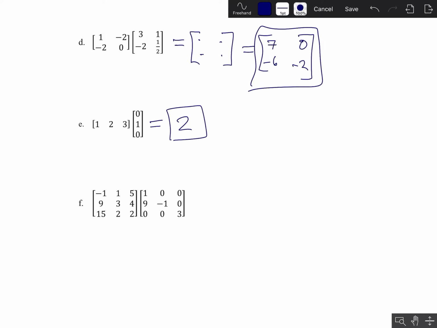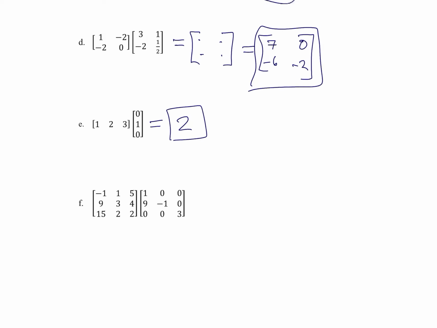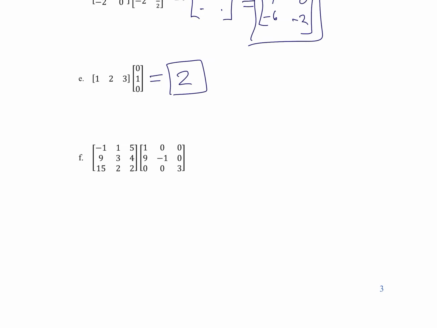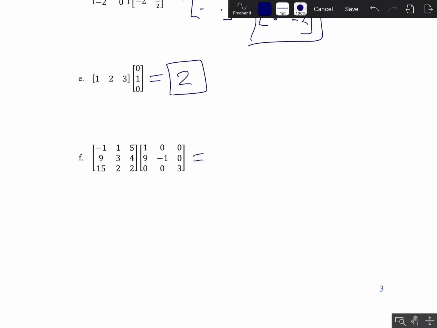Okay, so next let's look at a slightly more complicated example. In exercise 3F, we're looking at a 3 by 3 times another 3 by 3. And this product will be well defined. When you multiply two square matrices, the resulting matrix will always be a matrix of the same size. So here, the resulting matrix that we get should be a 3 by 3 matrix. And we're going to compute it using the same methods that we've been using so far.